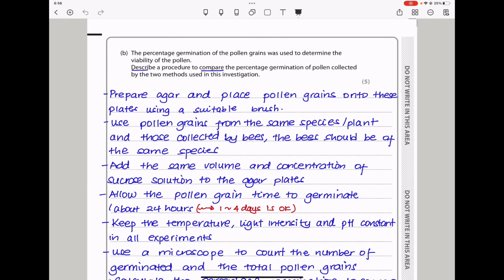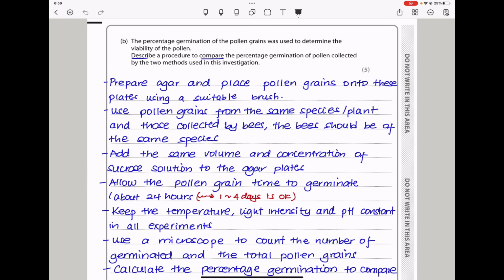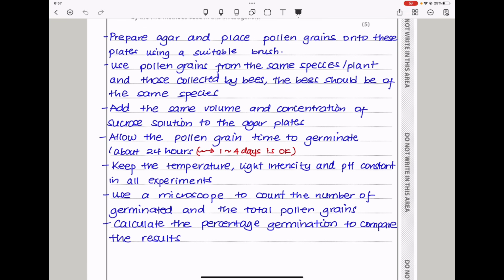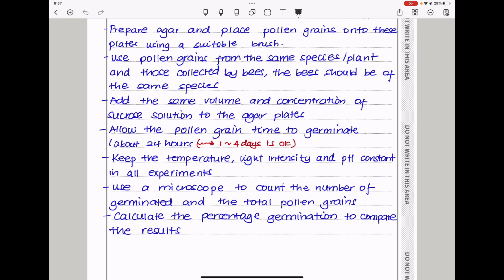You have to use pollen grains from the same species, or it should be from the same plant itself. And for pollen collected by bees, the bees should be of the same species. Then you need to add the same volume and concentration of sucrose solution to the agar plates. The sucrose solution is going to provide a source of energy and then allow the pollen grains time to germinate.